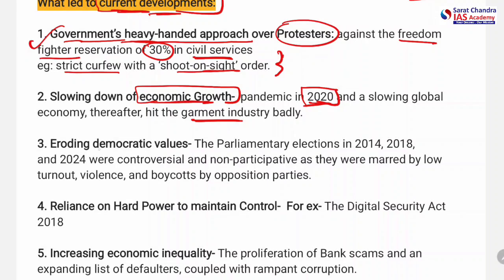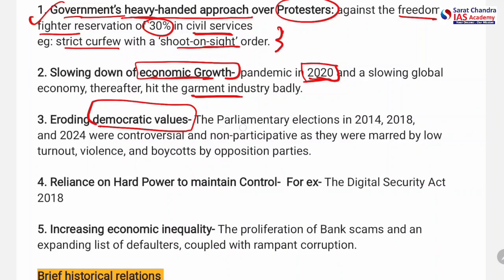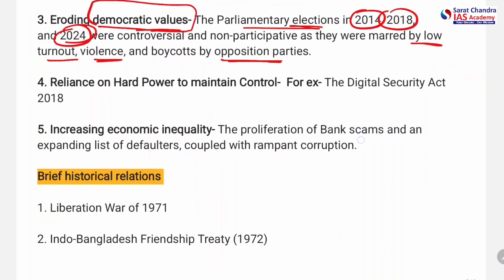Next is the eroding of democratic values. For example, during the parliamentary elections in 2014, 2018 and 2024, there were many instances where opposition parties boycotted. In the 2024 election also, the main opposition party boycotted the election. There was also low turnout as well as violence during the election. So these are signs of the lack of democracy in Bangladesh.